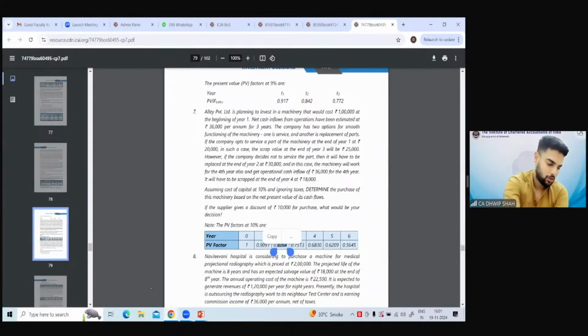So this was about question 7. Question 7 was again a mutually exclusive type question. You had to select between the two projects, and selection of one project would outrightly mean rejection of the other. Question 6 was on the equivalent annualized criteria. Equivalent annualized criteria is used only when the lives of the projects are unequal, to make the life of the projects equal. Okay? It was on that.